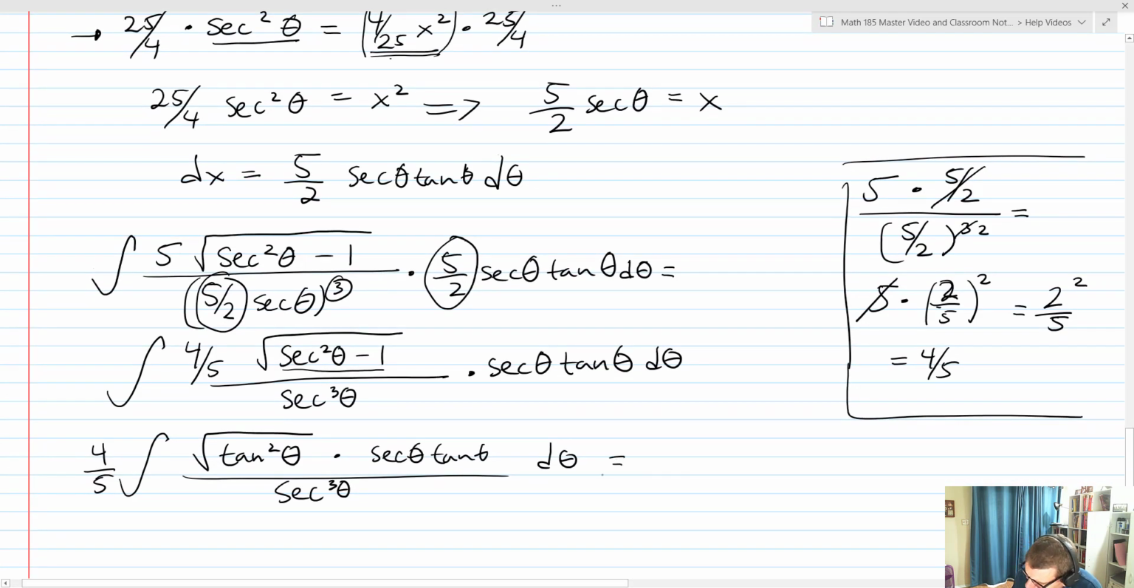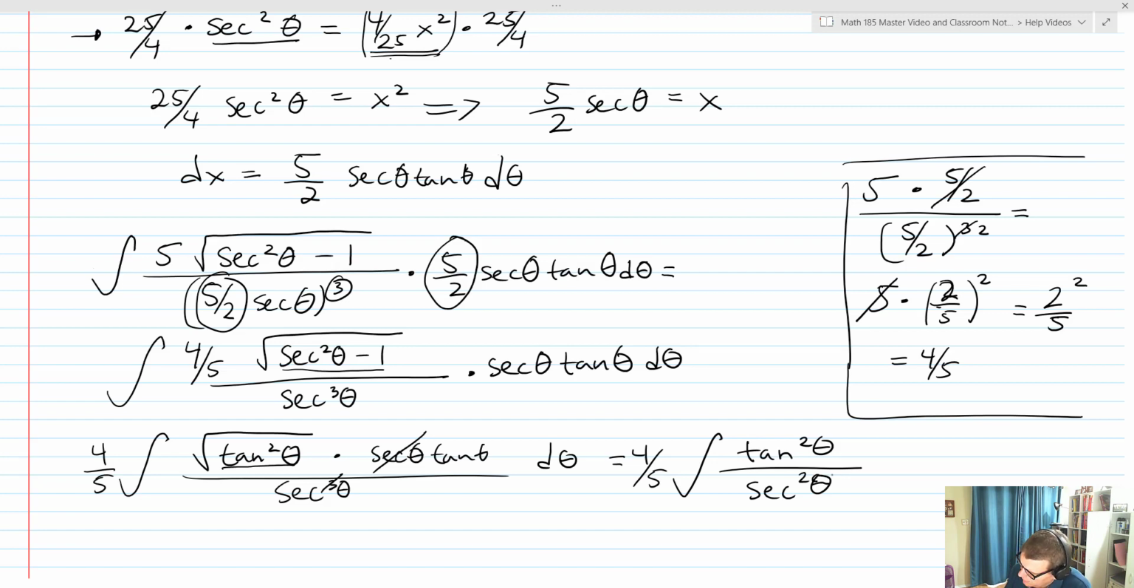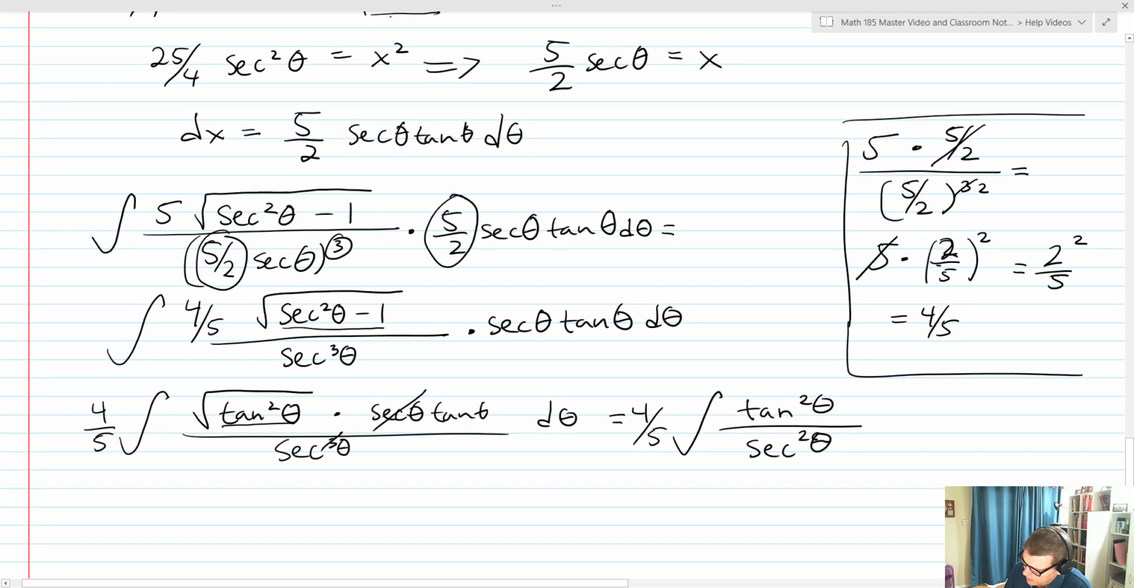And now this equals 4/5 times the integral of, and tan squared theta in square root is tan theta. So we're going to get tan squared theta. And then we're going to factor out one of those secant thetas. So this is over secant squared theta. And this then d theta.